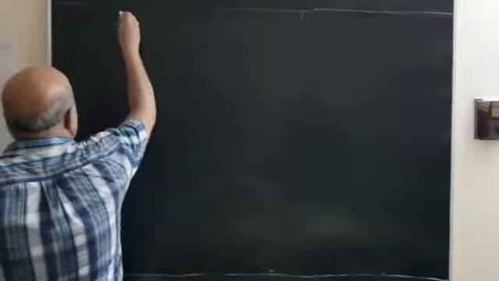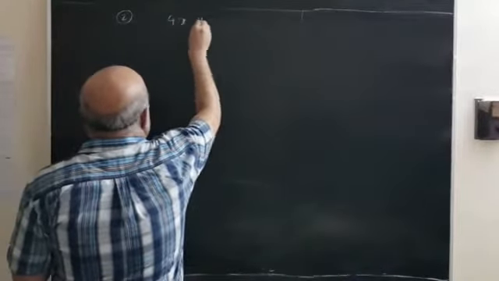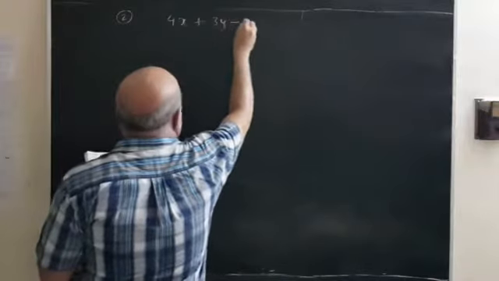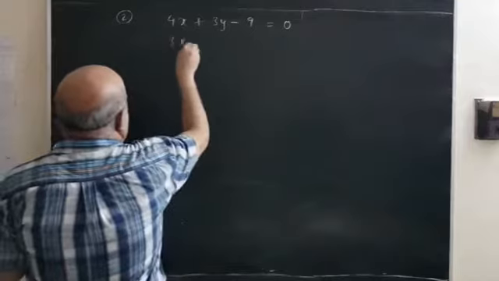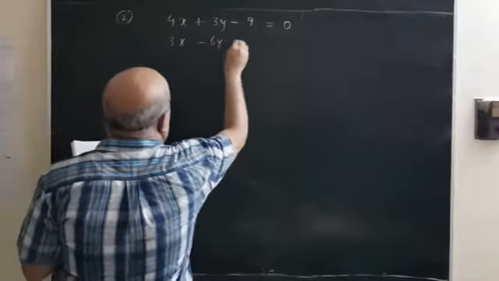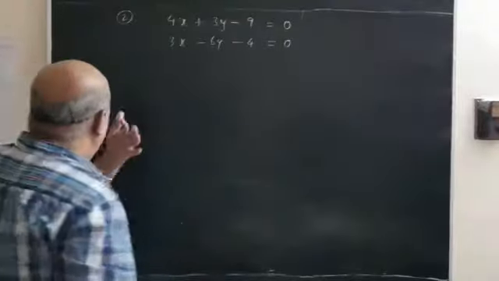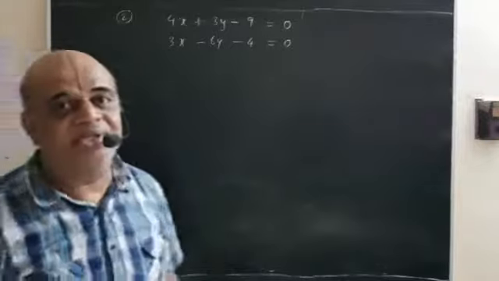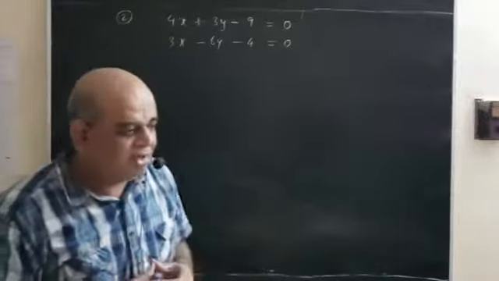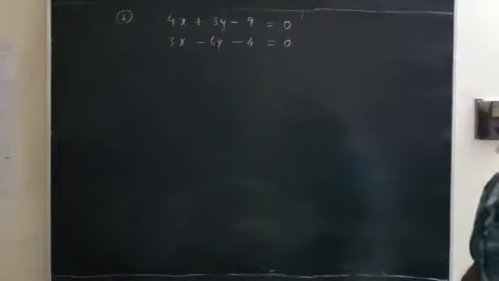Okay, this is the second sum that I am doing. It is going to be 4x plus 3y minus 9 is equal to 0, and 3x minus 6y minus 4 is equal to 0. Now, luckily this time, both my equations are already in the standard form. So I don't have to do anything. I can just proceed with BCAT.